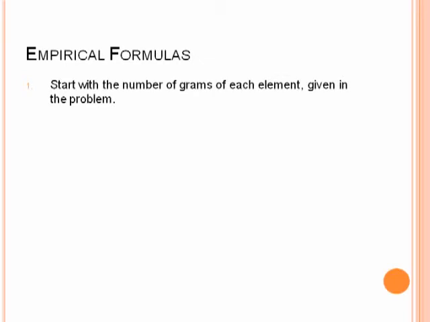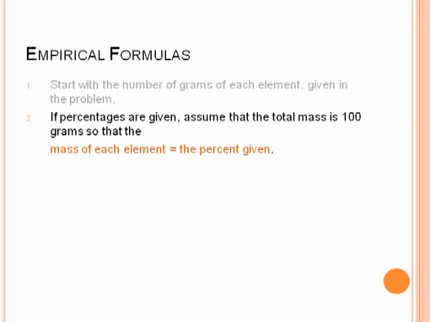So to calculate an empirical formula, we're going to start with the number of grams of each element given in the problem. In some cases, you're given percentages. If you are, just assume a 100-gram sample so that the mass of each element equals the percentage given. That's just making the math easy. You could technically pick any size sample you wanted.